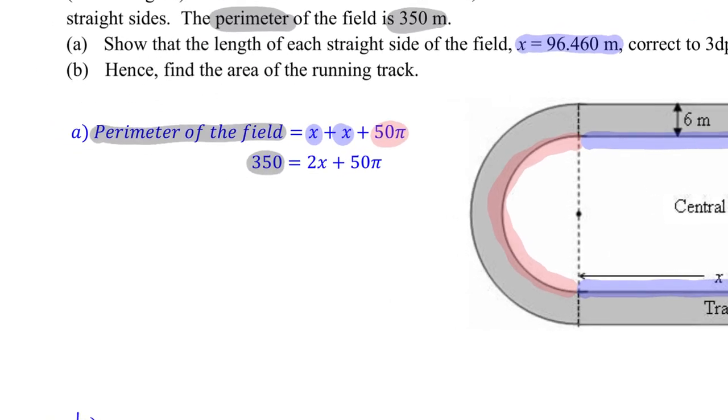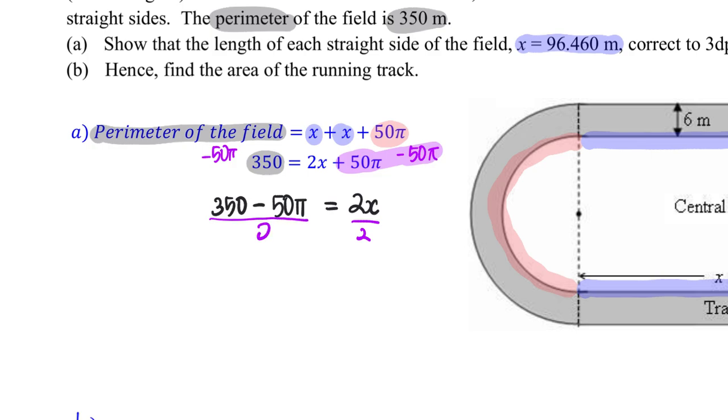To solve this equation, I'm going to minus 50 pi on both sides, so that I have 350 minus 50 pi equals 2x, because here will be 0. Then, in order to find 1x, I have to divide by 2 on both sides.